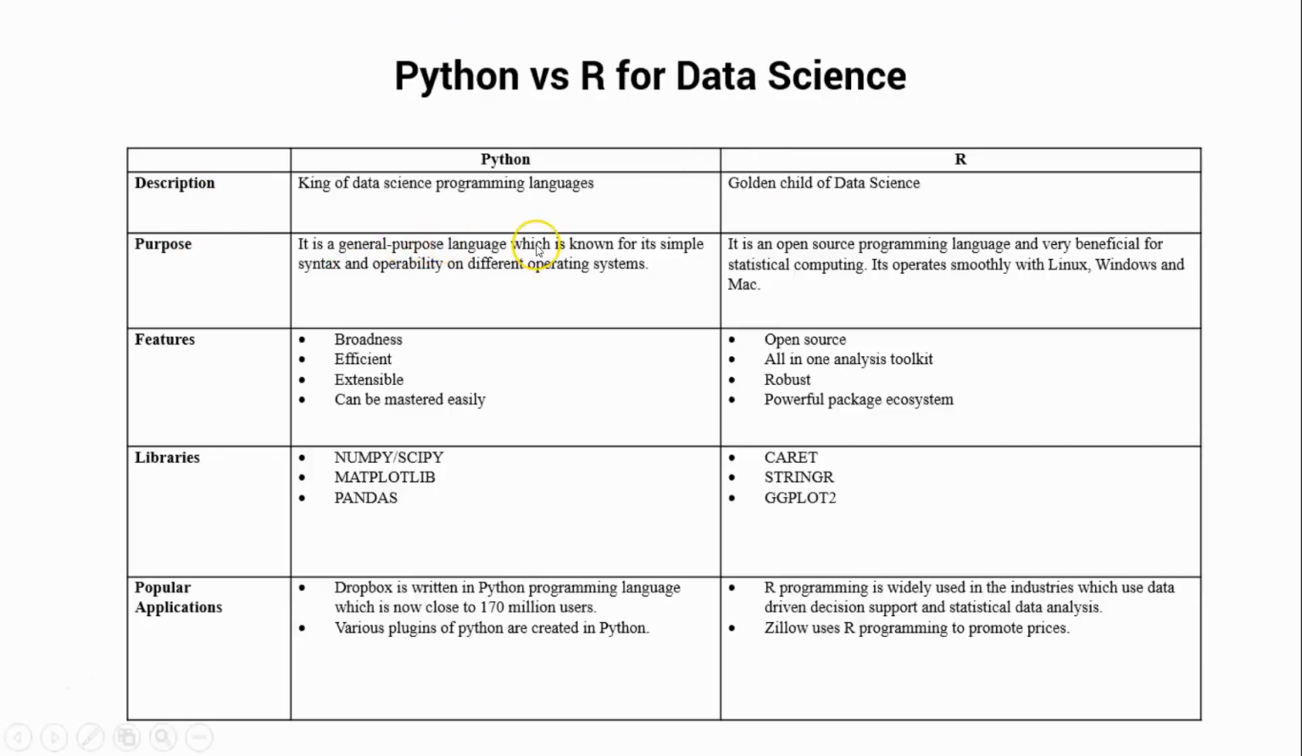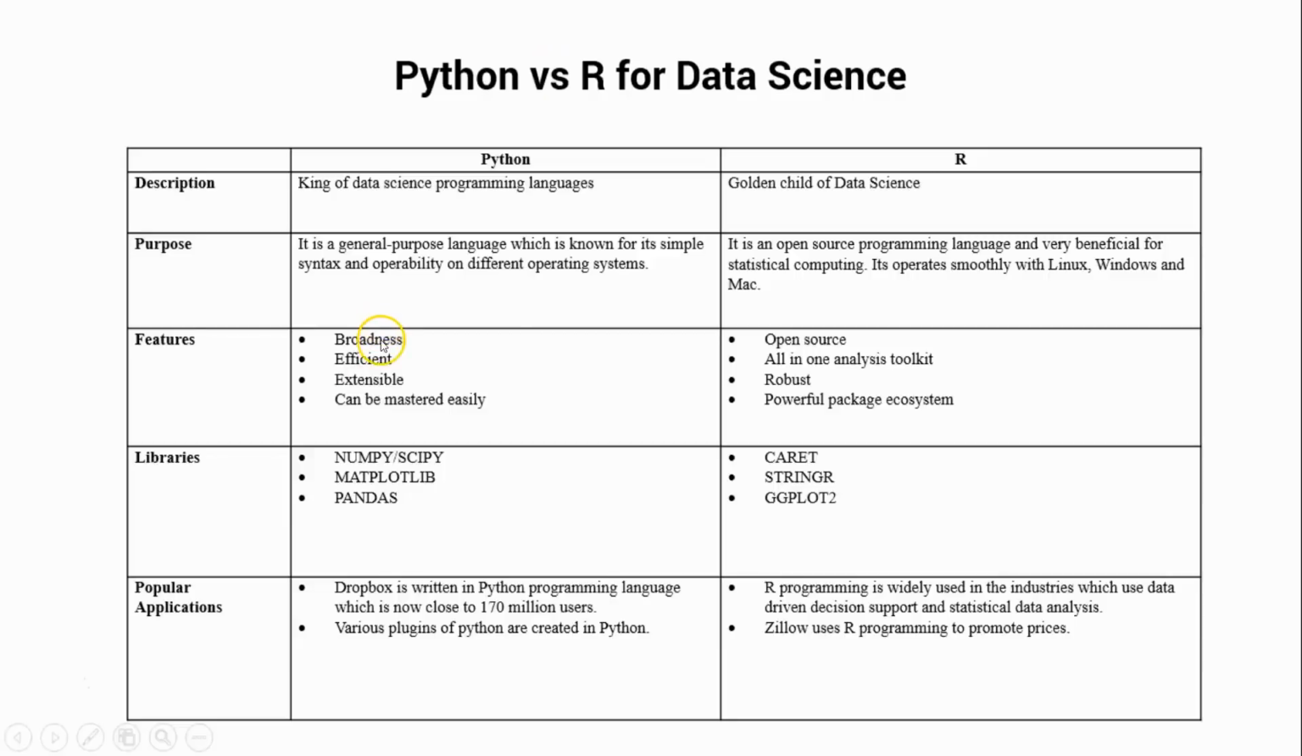Then comes the purpose. Python is a general purpose language which is known for its simple syntax and operability on different operating systems. R is an open source programming language and is very beneficial for statistical computing. R competes with the Octave language, which is also used for statistical computing. And it operates smoothly with the operating systems mentioned over here, that is Linux, Windows and Mac.